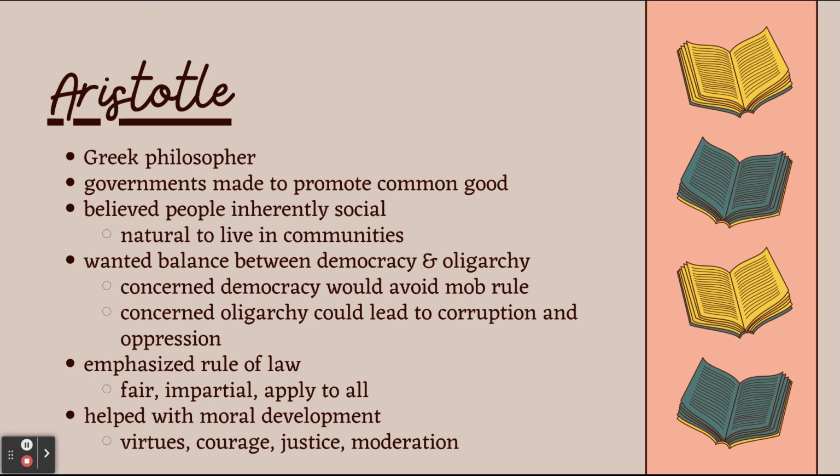With democracy, he was concerned that it would lead to mob rule because it was giving people too much say in the government system. With an oligarchy, which would be run by just a couple people, he believed that if it was a full-on oligarchy, that it could lead to corruption and oppression because there were so many people having to follow just those couple of very powerful people in charge.